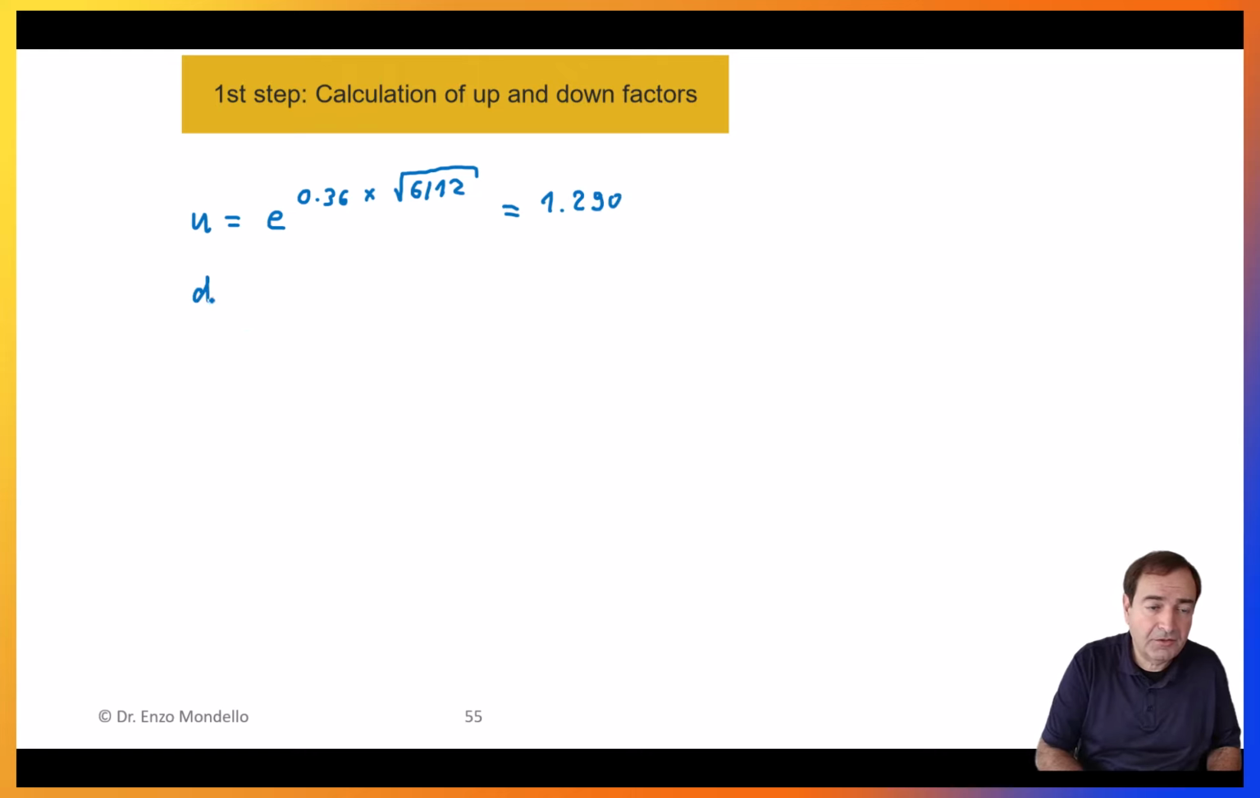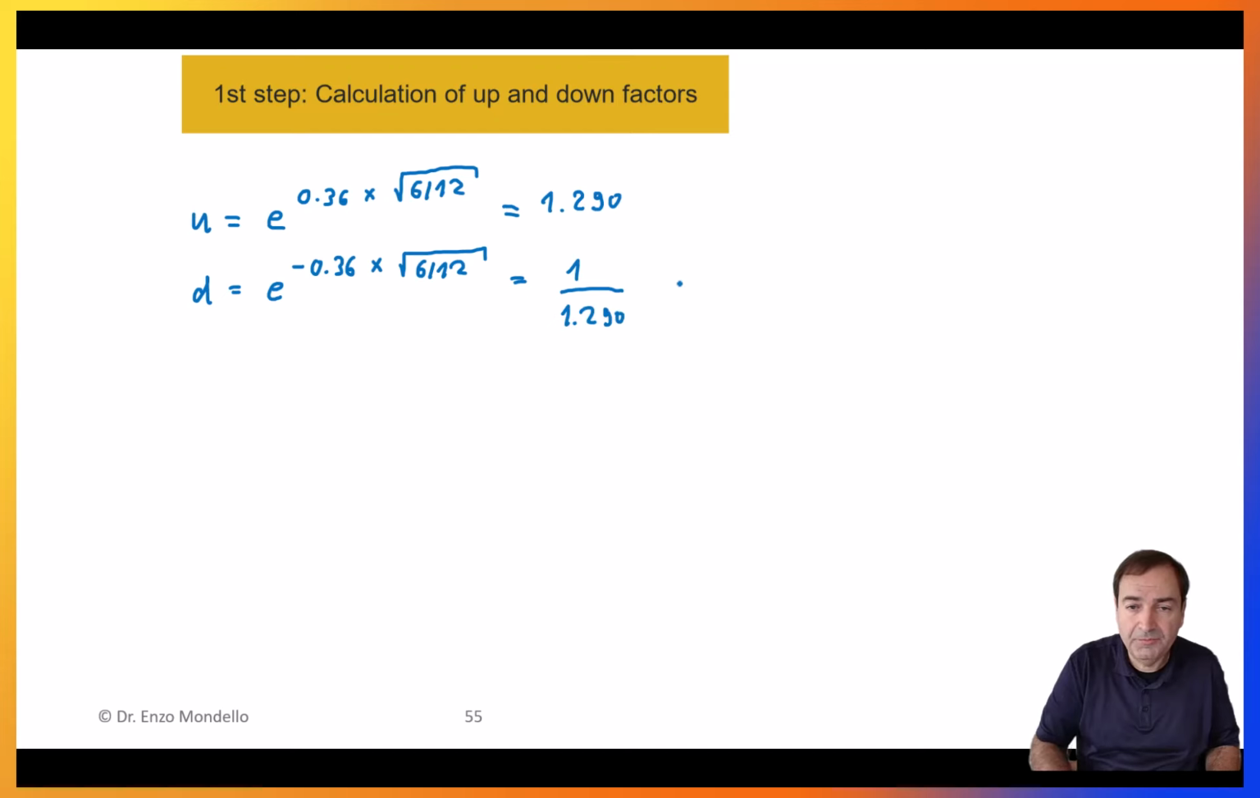The down factor is the reciprocal of the up factor in the Cox-Ross and Rubinstein model. So we take the Euler's number to the power of minus the annualized volatility of the stock times the root of 6 months divided by 12 months. That's the same as the reciprocal of the up factor, so 1 divided by 1.290. And if you're entering the figures in your calculator, you should get a down factor of 0.775.